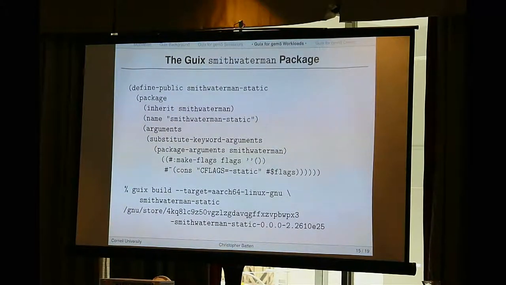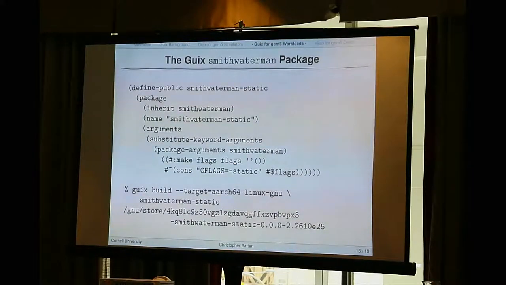So that's for DNA alignment, dynamic programming, a very simple package. And we have created an inherited base derived package of Smith-Waterman, which essentially just adds the static keyword so that we can build it as a static build. And once we've done that, we can, of course, build a static build and run it natively.